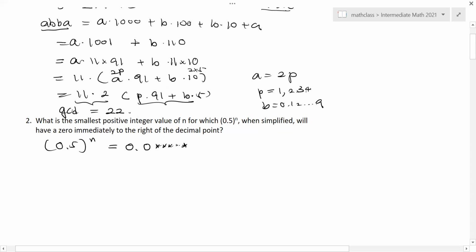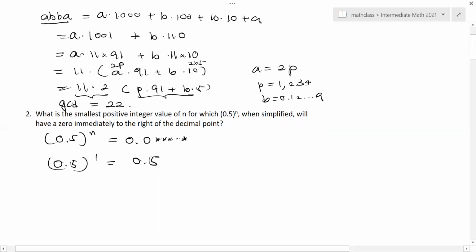So of course, when n is too small, this is just 0.5, so it does not meet the requirement. It does not satisfy the requirement. Okay, so 0.2, and just try several ones, right? I prefer to express it as 1 over 2.